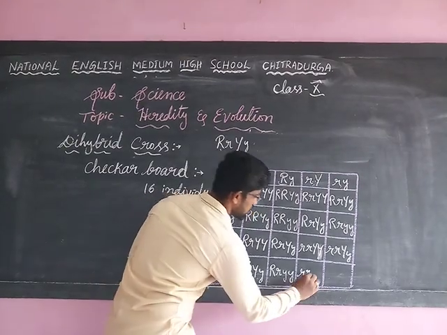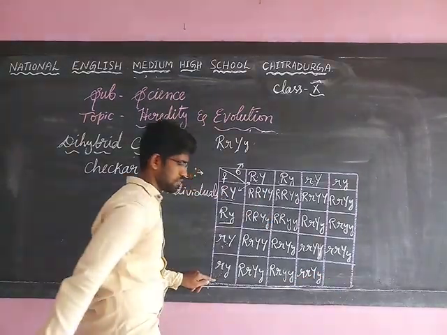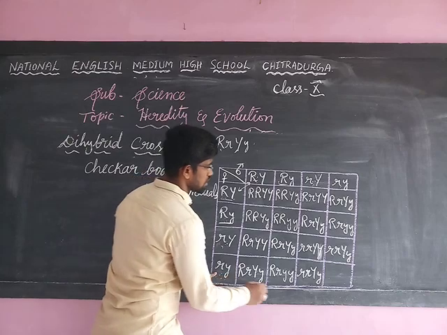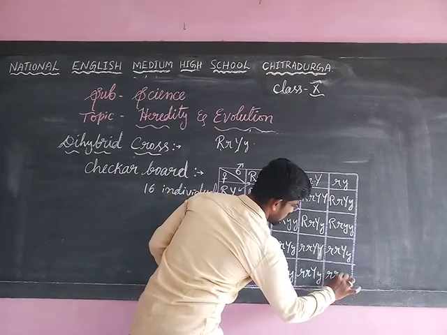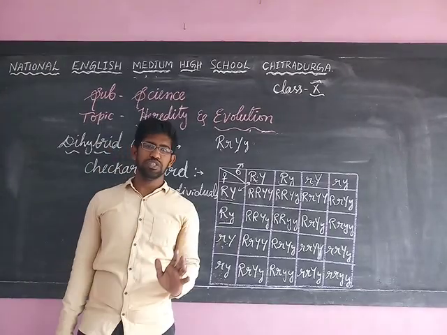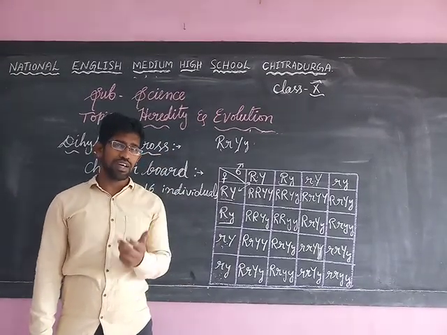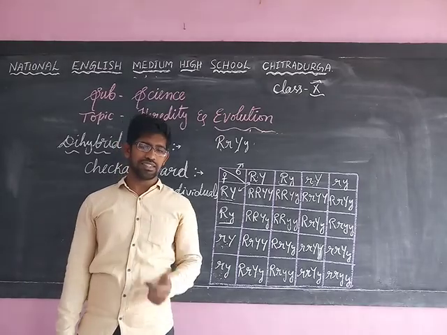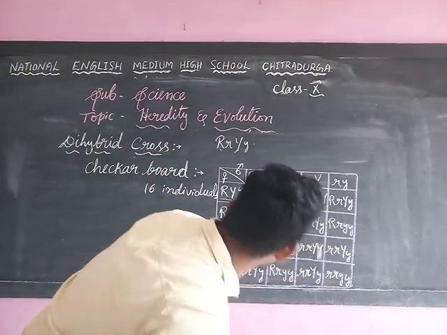Small r, capital Y, small y. And at last the 16th individual, small r, small y, small y. So these are the 16 individuals in total that we are getting. Then how can we identify the phenotypes? What are the characteristics? So the characteristics are like this.